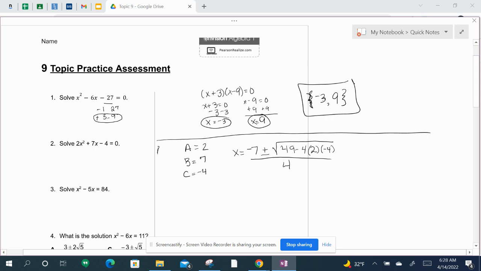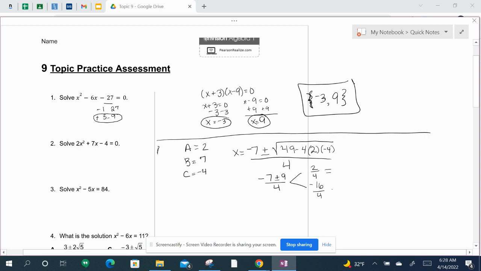Now, I would use my calculator here to figure out what the square root of 49 minus 4 times 2 times negative 4 is. And I find out that that answer is 9. So negative 7 plus or minus 9 all over 4. At this point, I would split this apart into two problems. So negative 7 plus 9, that's 2 over 4. And negative 7 minus 9, that's negative 16 over 4.